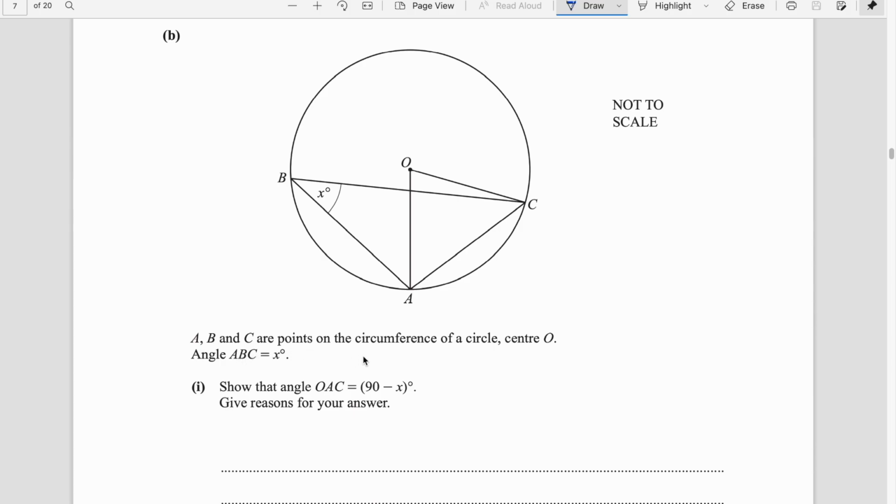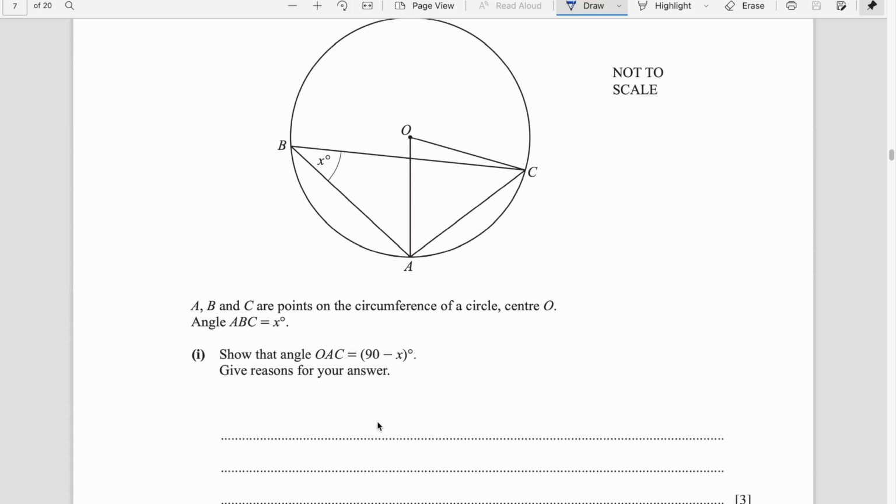A, B and C are points on the circumference of the circle center O. Angle ABC equals x. Show that angle OAC is equal to 90 minus x. Follow this reasoning with me.